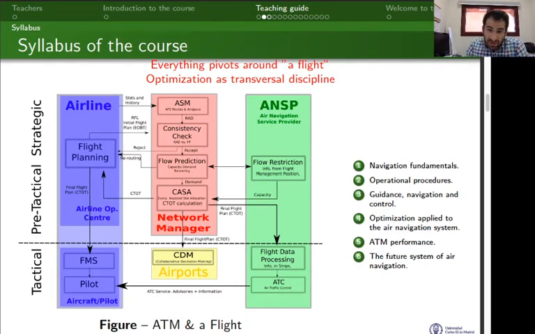We have the network manager, which in Europe is Eurocontrol, which is collecting information. We have the air navigation service provider, ENAIRE in Spain, on the right hand side, and we have the airports, which are not relevant to us, but you are studying airports in another lecture.